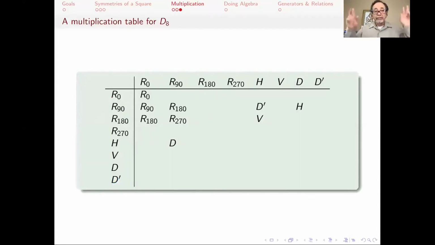Now that we have this multiplication, we can make a multiplication table. And so on the rows, we label them with the symmetries, and in the columns. For example, we'll say R90 times R90 is R180, and we fill that entry in the multiplication table. Or R90 H is D prime, H R90 is D. This is not fully completed because I want you to do it. You should actually stop the video, make yourself a square, and do some of these, maybe all of them.